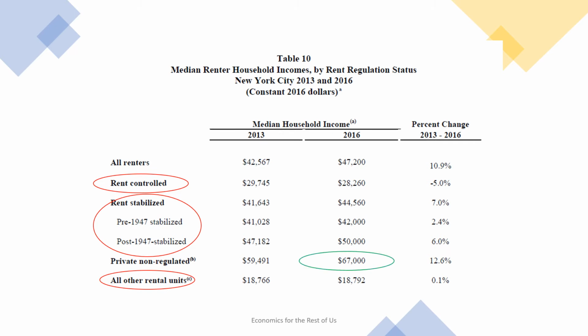The median household income of tenants in unregulated apartments was $67,000 in 2016, far higher than the income of tenants in rent-controlled or rent-stabilized apartments. We can see that public housing reaches its intended targets as well.